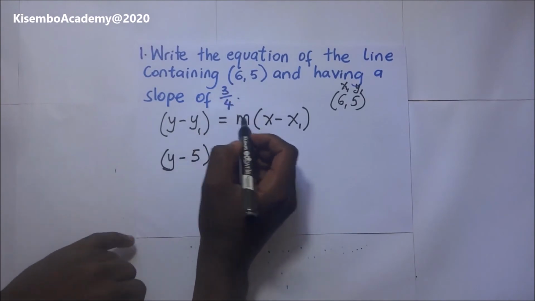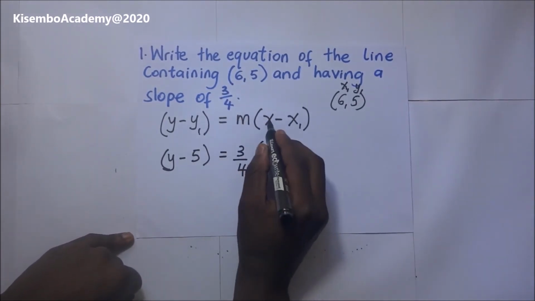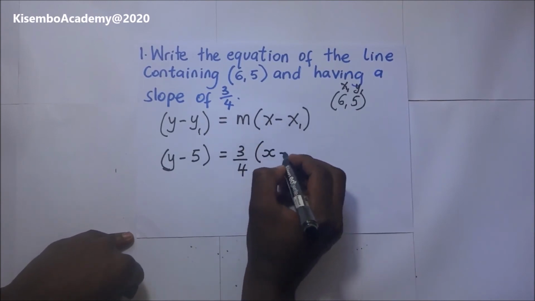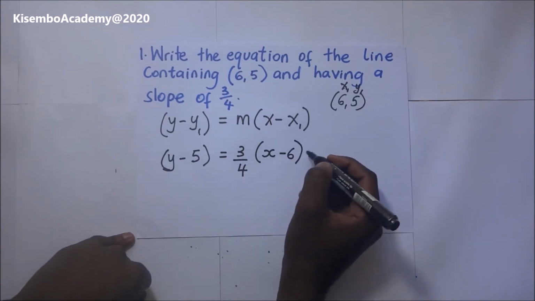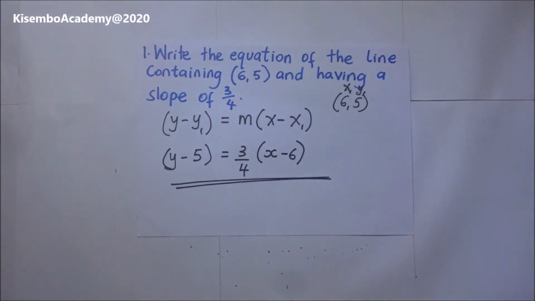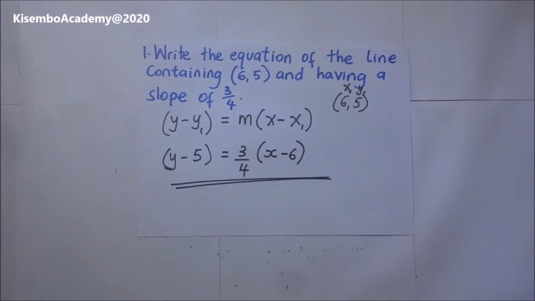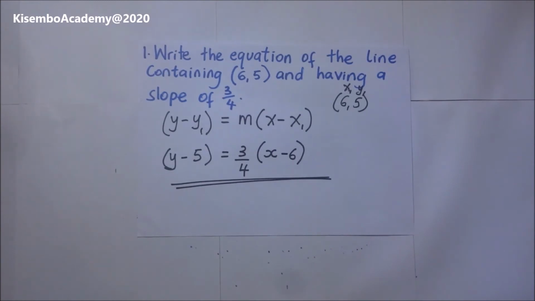It is given, or the slope, it is given as 3 over 4, into our value of x, which is an arbitrary point, x minus x1, which is 6. And this becomes the equation of the line. It's our answer. And now this is the point-slope form of the equation. We can write this equation another way. We can write it in the slope-intercept form.